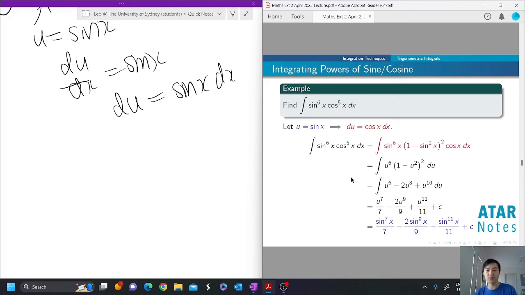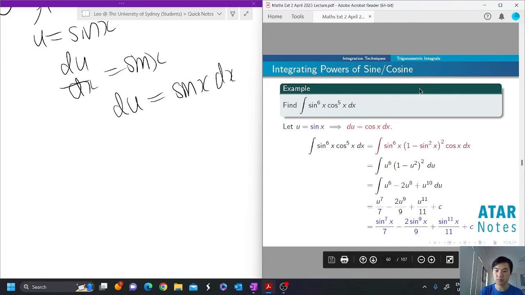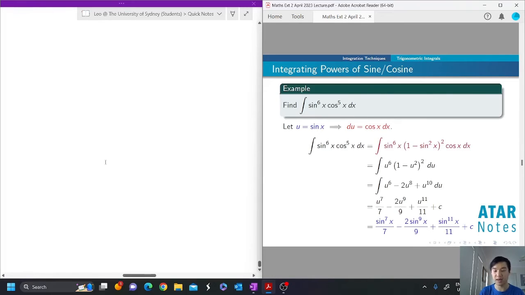So that is an example of how we can integrate sine to the power 6 x cos to the power 5 x, and you get this result. So yeah, this is an illustration. And of course, if sine was odd, you would pull out a sine and then let u be equal to cos instead. It's a really useful trick for when you have to deal with high powers of sine and cosine multiplied together.